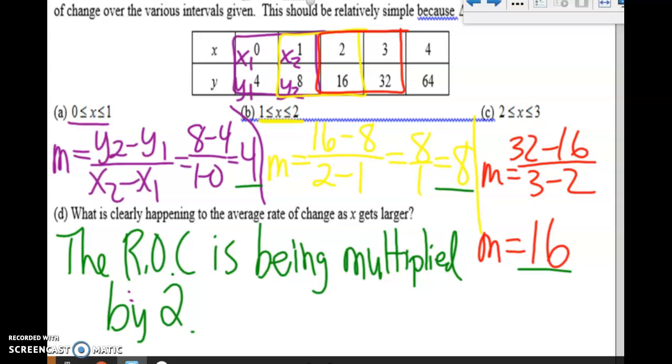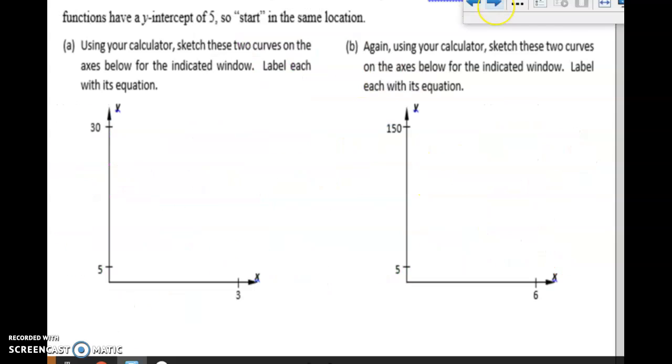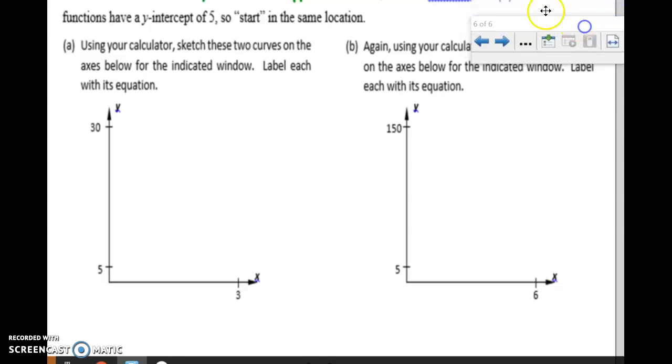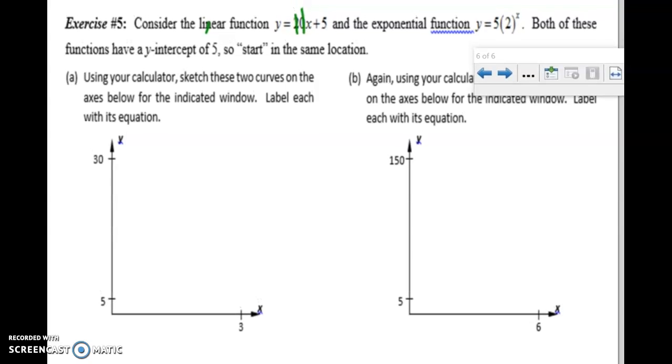All right. We're going to finish up with one more and the use of a calculator. But this one's a little bit more straightforward because it gives me the equations. So this equation is y equals 2x plus 5. And the other equation, which we're hiding behind our box here, is 5 times 2 to the x power. So let's get the calculator out and plug these in.